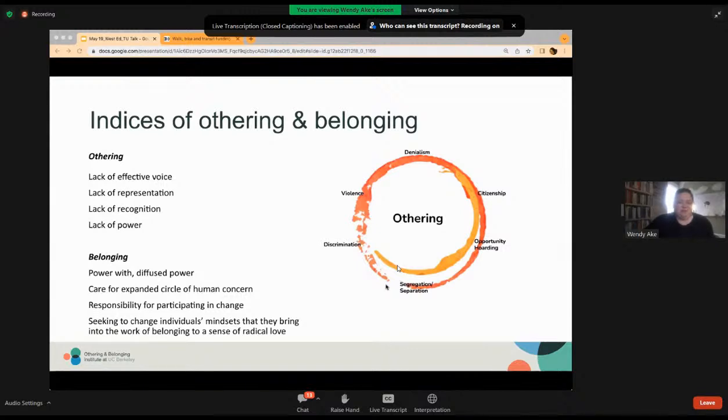And then also a responsibility for participating in change. And that includes or should include many people who currently are not engaged in that. So it's not simply a responsibility for people already engaged in equity work, but expanding the sense of responsibility for that work.